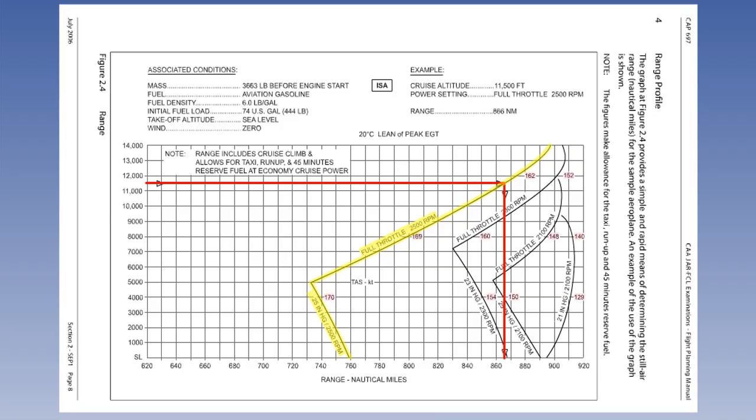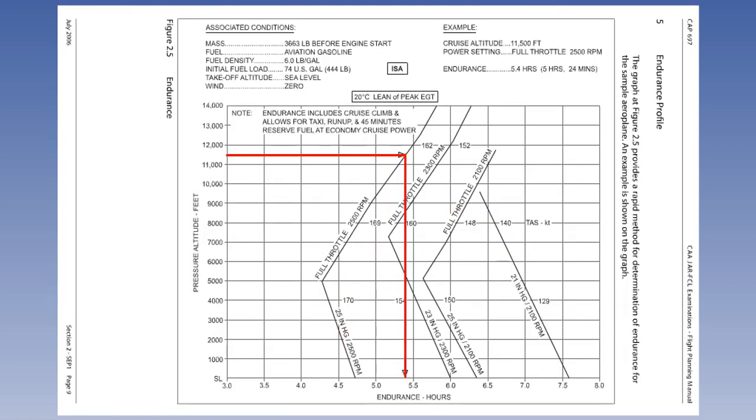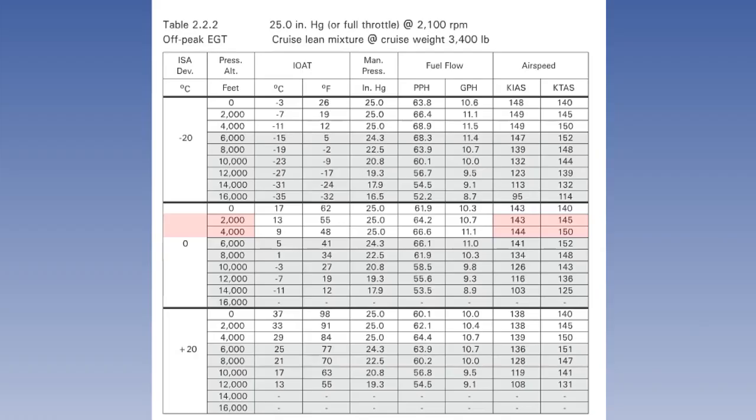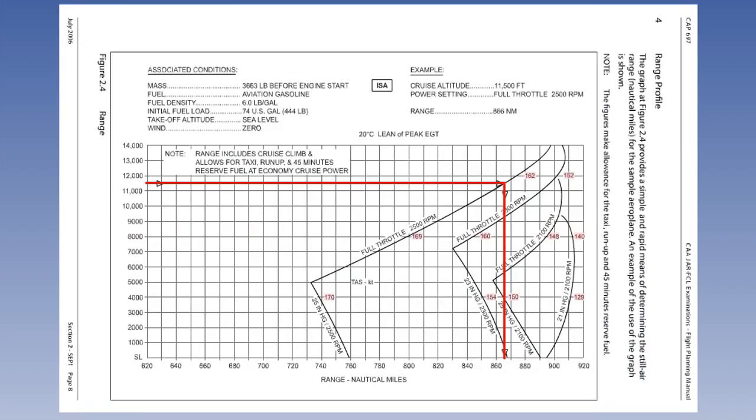And remember that most of the time, the range will need to be quoted in nautical ground miles, not air miles. The endurance graph is also simple to use. However, the graph gives hours and decimal hours, not hours and minutes. And finally, remember that the TAS for range can be found from both the table and from the graph, and the TAS for the endurance can be found from the graph.